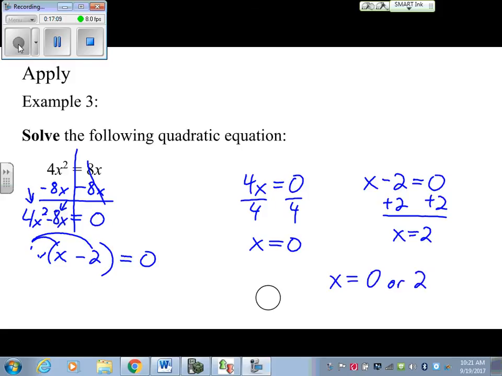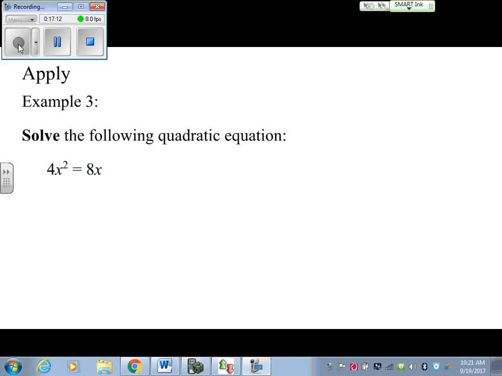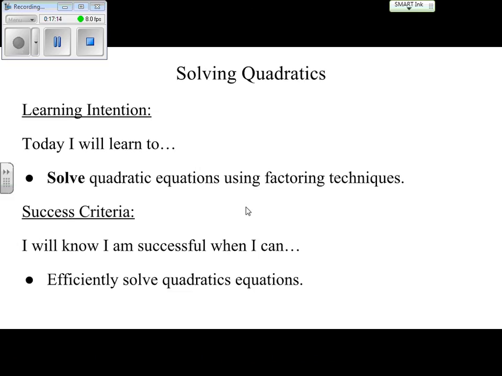All right, that is our lesson for today. We have learned to solve quadratic equations using factoring techniques, and we looked at a variety of different problems where we got into practice efficiently solving quadratic equations.